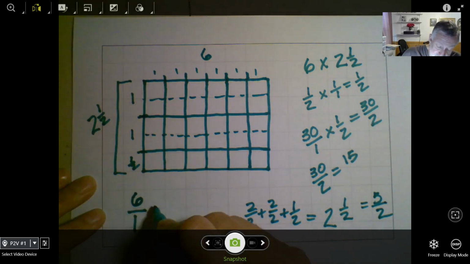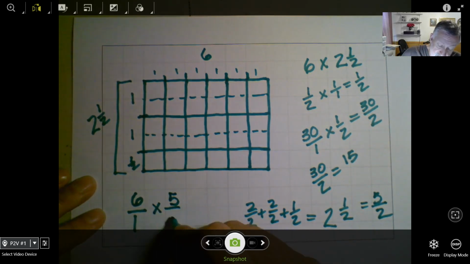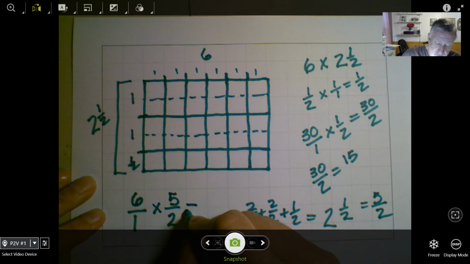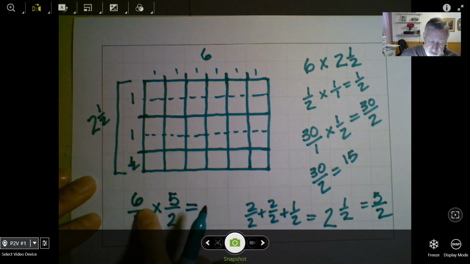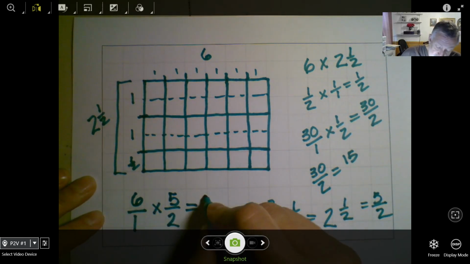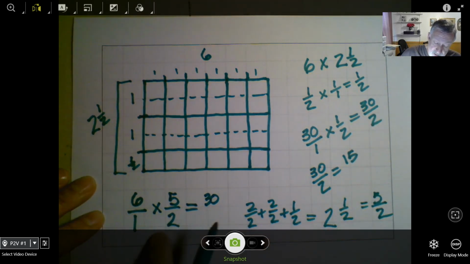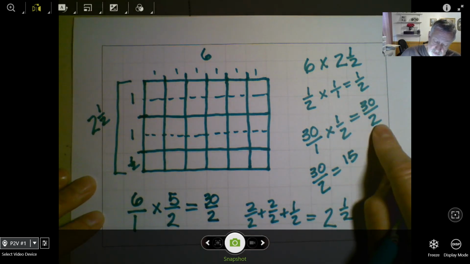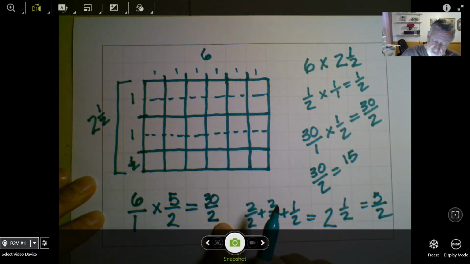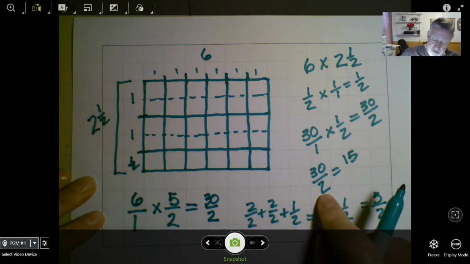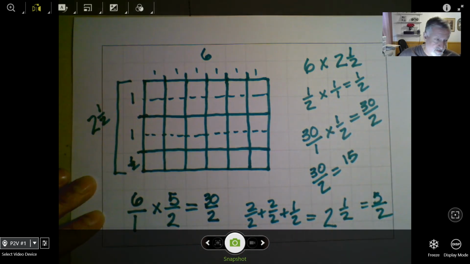So here we have 6 over 1 times 5 over 2. And when we multiply across, 6 times 5 is 30. Well, that should look familiar. 1 times 2 is 2. And that should look familiar. And our final answer is 30 over 2, which reduces down to 15 in this case.